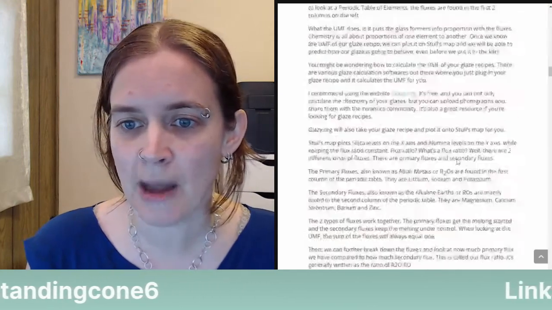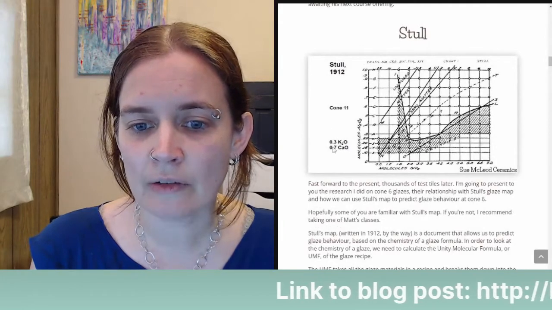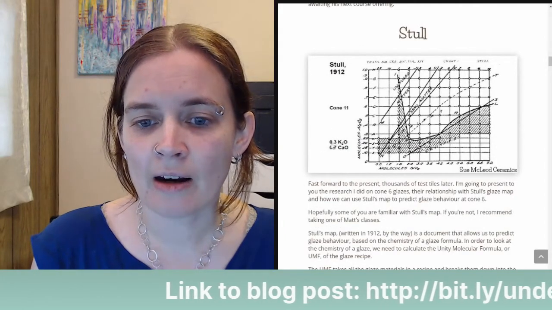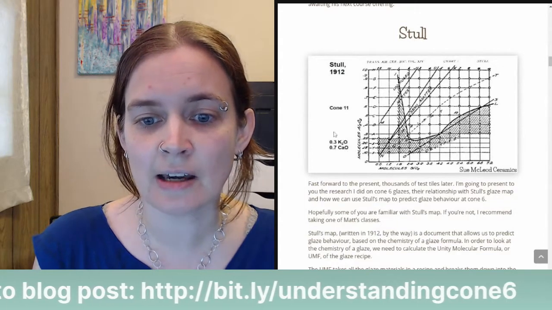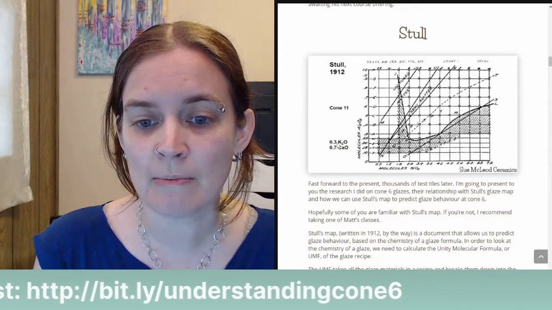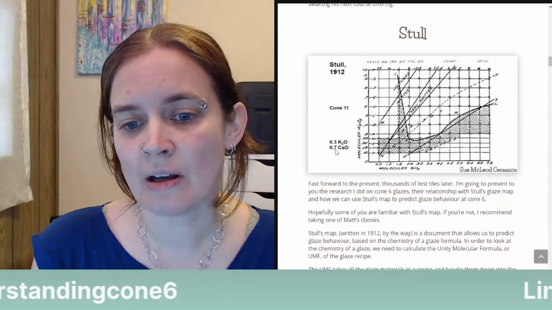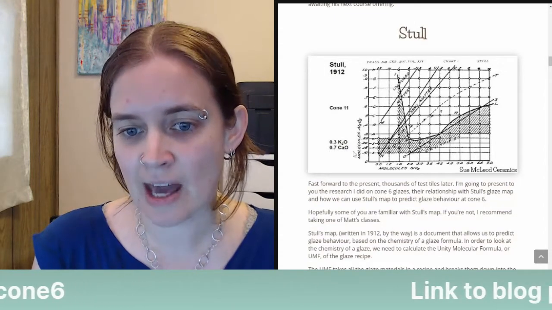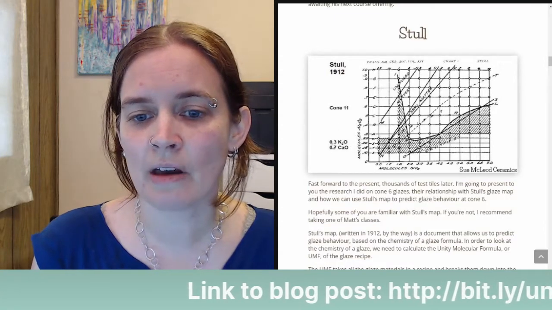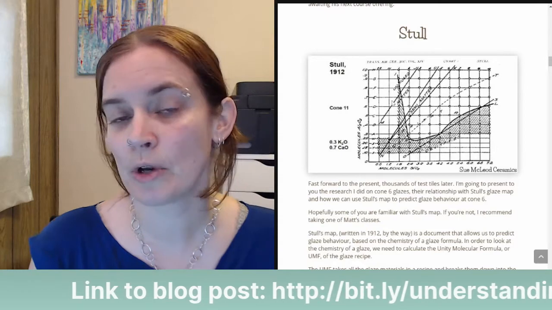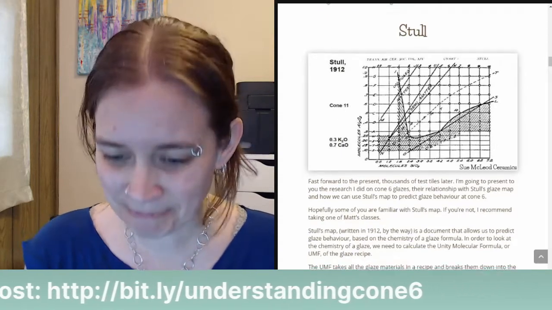So let me just go back to Stull's chart here. So here we have our primary flux is potassium and our secondary flux is calcium. And then we have 0.3 moles of potassium to 0.7 moles of calcium. And so that's the flux ratio here. So Stull in 1912 was working with a 0.3 to 0.7 flux ratio, and he was firing to cone 11.